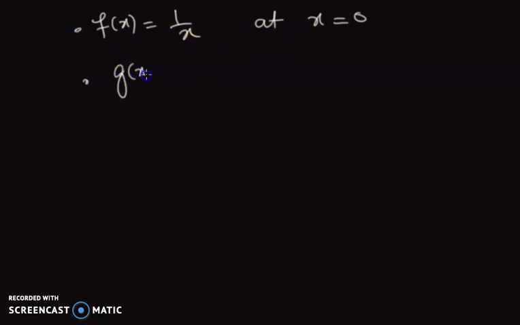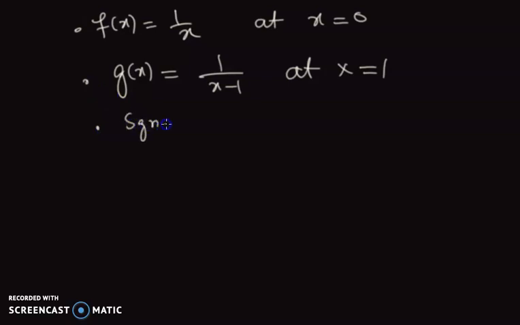You can also see many other very interesting examples. Say f of x equal to 1 by x. You all know that at x equal to 0, this function is not continuous. So at x equal to 0, this is not differentiable also. You can also see g of x equal to 1 over x minus 1. At x equal to 1, this function is not continuous, so it must not be differentiable also.